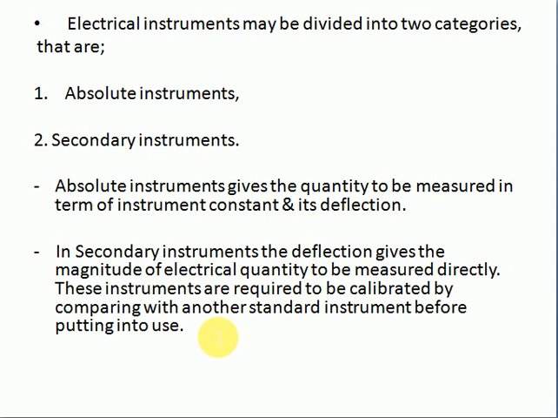So secondary instruments. Okay, secondary instruments also have different types. Okay, and the secondary instrument is commonly used in the lab, such as ammeter, voltmeter, wattmeter and energy meter. Okay, so those are commonly used in the laboratory.